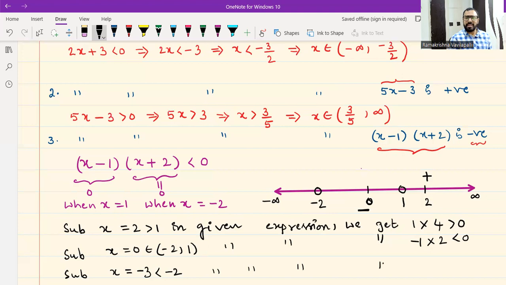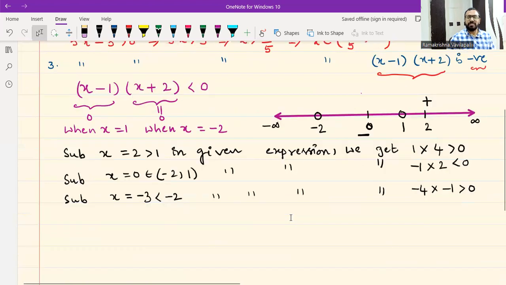So we get here, substituting x equal to minus 3, minus 4 into minus 1, which is greater than 0. Here we want the expression to be negative. So this expression is positive for x less than minus 2. So keep the positive sign here. If you substitute any real number less than minus 2 or greater than 1, that expression is positive.